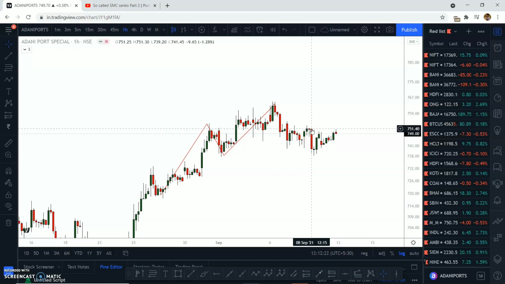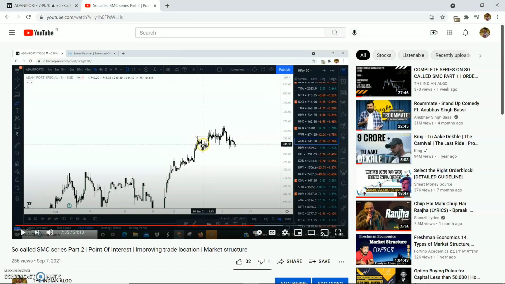this was 8 September. Yeah, we looked at the chart on 8 September, and the prices closed around 748.75, 746.30. Probably the chart was still running at that particular time.